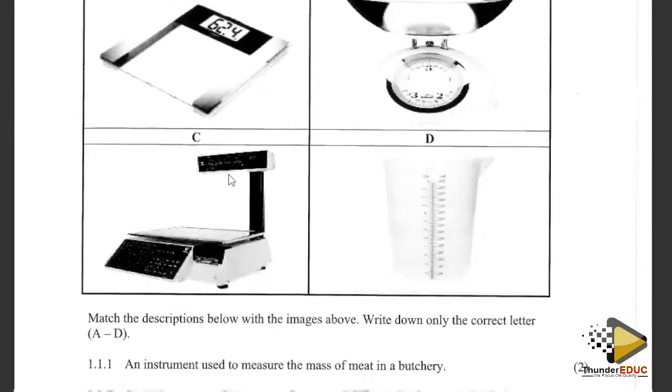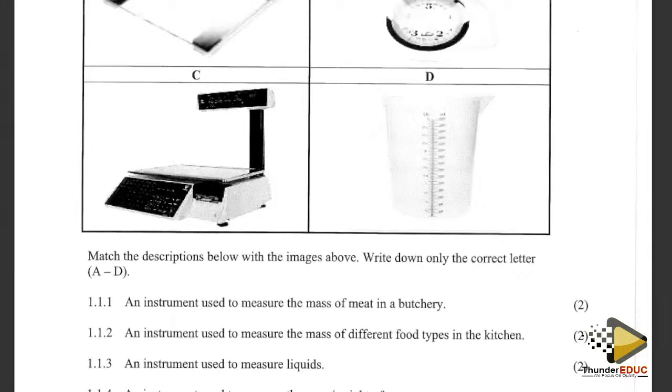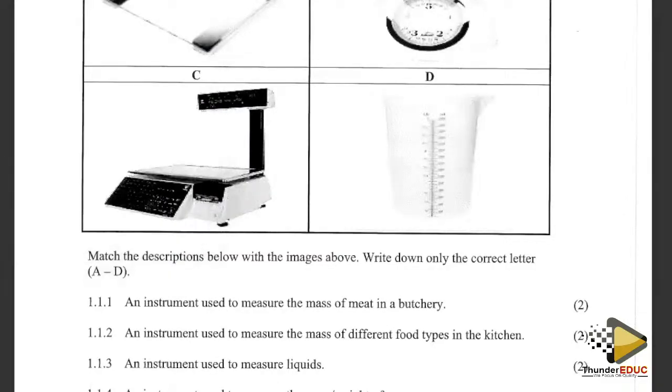Match the descriptions below with the image above. Write down only the correct letter A to D. An instrument used to measure the mass of meat in the butchery. This has to be C, what we call the electronic scale. So this is C.